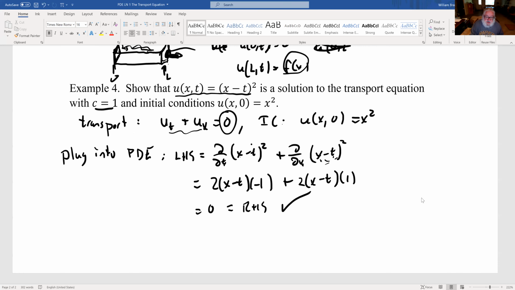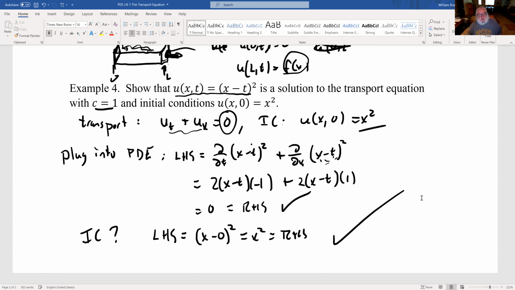Does it satisfy the initial condition? So left-hand side should be equal to u of x comma 0, but u of x comma 0 is x minus 0 quantity squared, which equals x squared, which equals the right-hand side of my initial condition. So it's a solution. Hooray. So in the next video, we will see how to actually solve the transport equation.